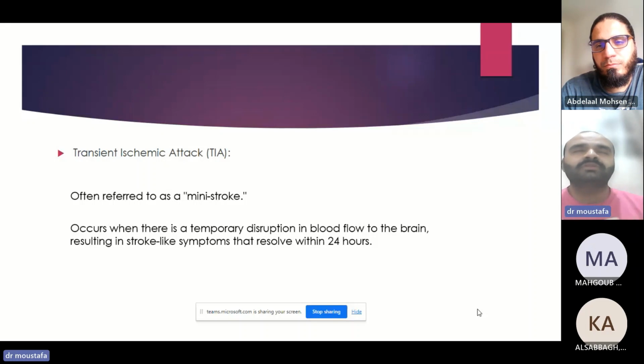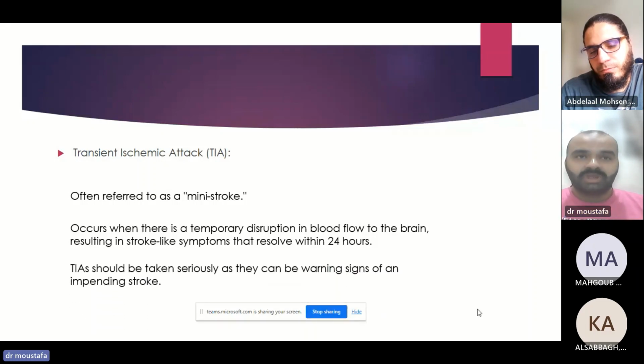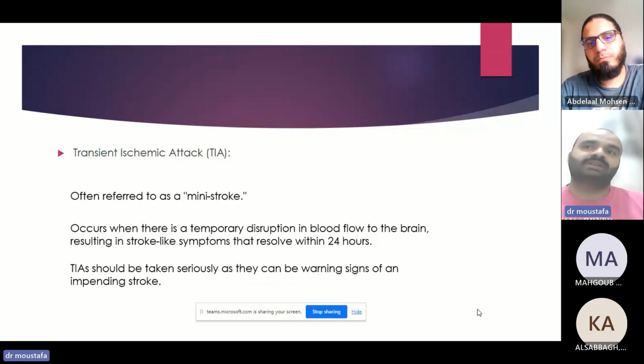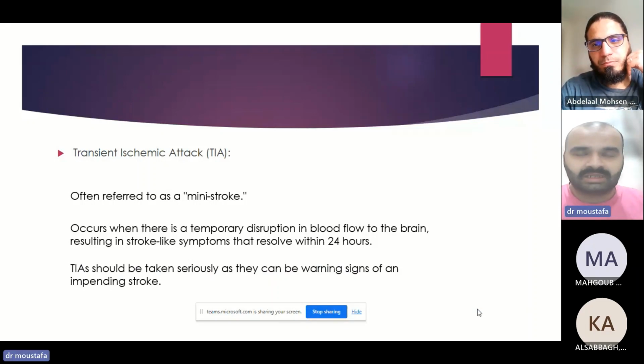But it's very, very serious. We need to take it as seriously as a stroke, because it could be a warning sign of stroke. Actually, as we're going to discuss next, one of the risk factors of stroke is a history of TIA. Right? Okay. That takes us to risk factors.